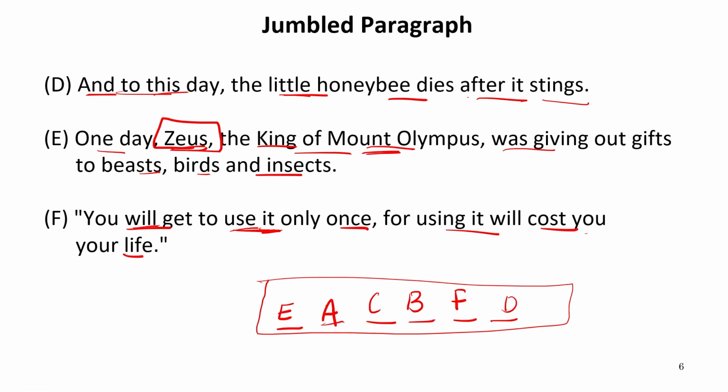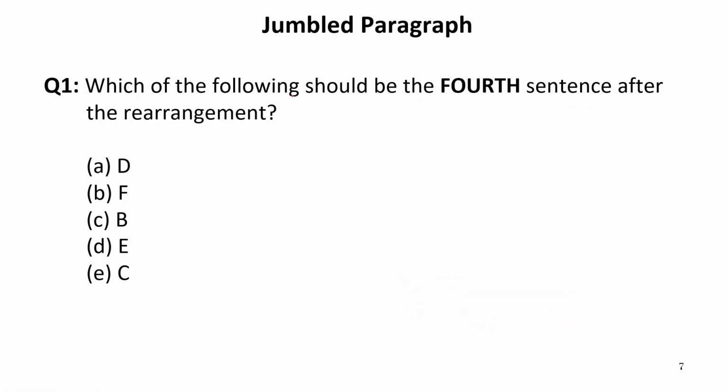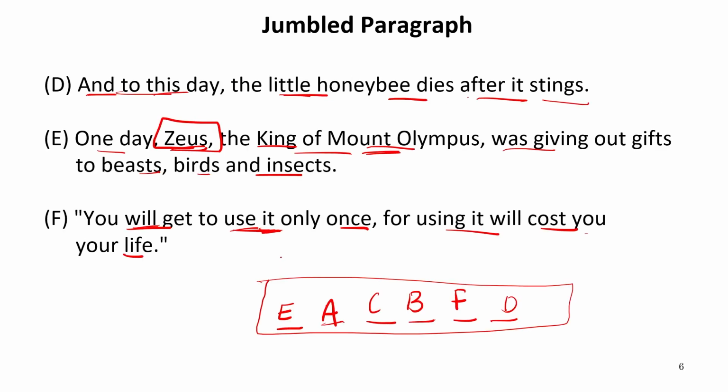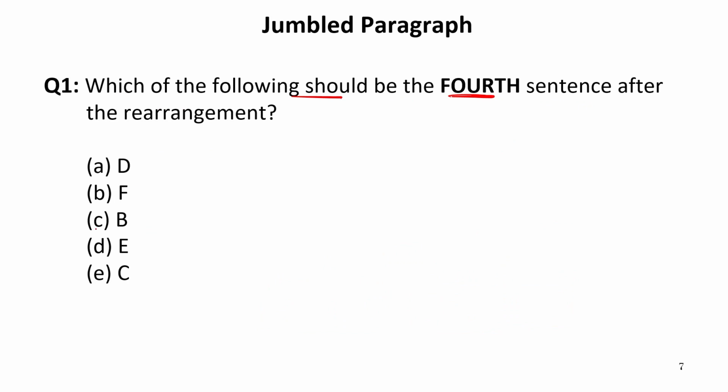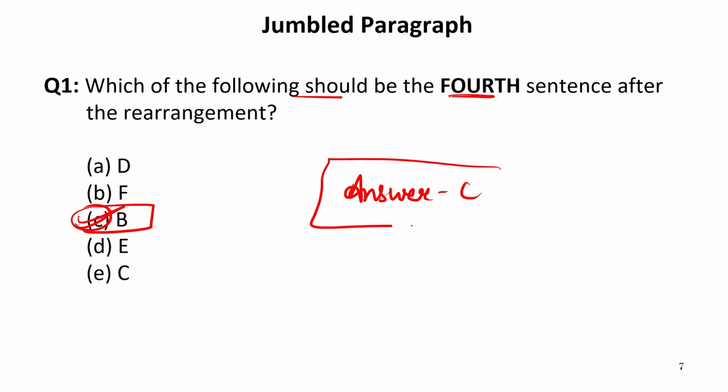So now let us see the questions given to us. Which of the following should be the fourth sentence after rearrangement? Now here, this is first, second, third, fourth, fifth and sixth. So after rearrangement, fourth sentence is B. Now let us see in the options. So in options, C option contains the sentence B. So our answer is C, of course. B is not the answer. Answer is C because the option is C over here, which contains the sentence B.